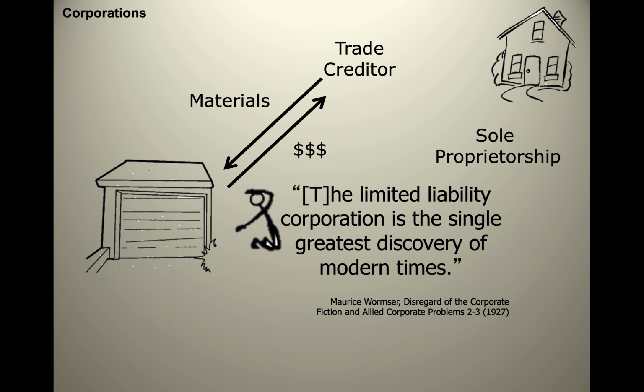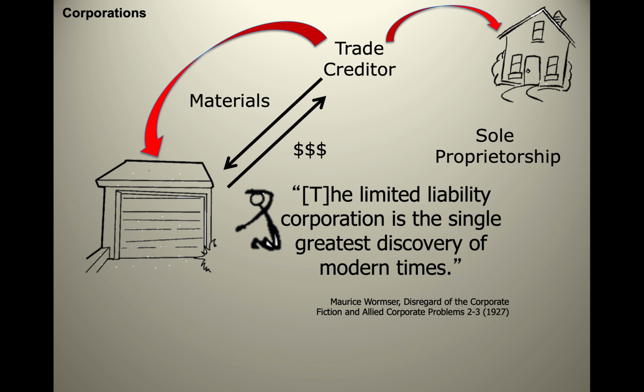So if we do not have our sole proprietorship and instead we have our limited liability entity, we are protected. And this is one reason that Maurice Wormser, at least, described the limited liability corporation as the single greatest discovery of modern times. But it is not a discovery, actually. I think of discovery as things that we find in nature, for example, and there's nothing natural about limited liability. Limited liability might be the greatest invention of modern times. And let's think about why Mr. Wormser might have thought of it that way.